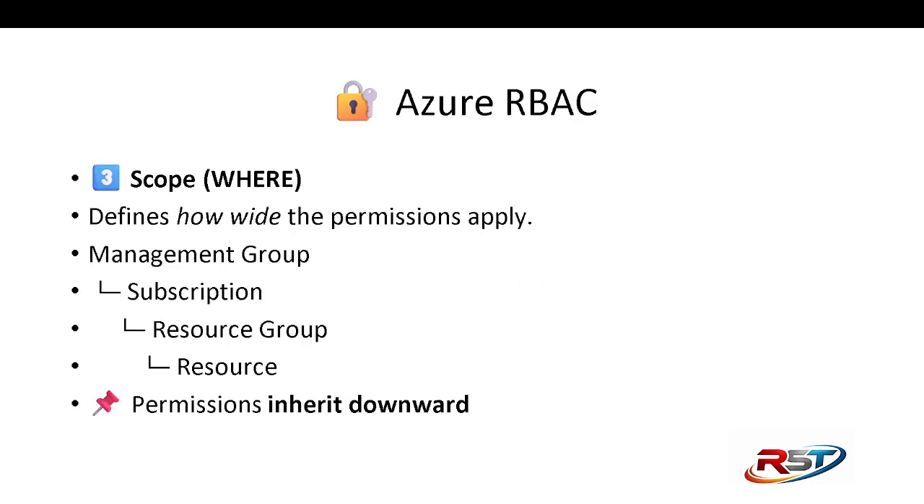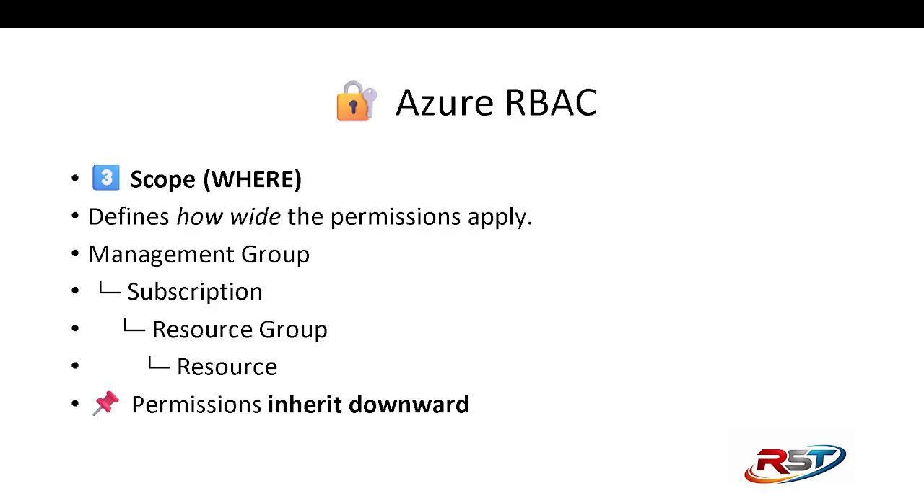And scope. Scope means which area we have to give the permission to, like how many users or groups. So which group we have to provide access to. That kind of thing is scope. Scope defines how wide the permissions apply. We can mention scope like management group, subscription, resource group, resource. These come in scope.